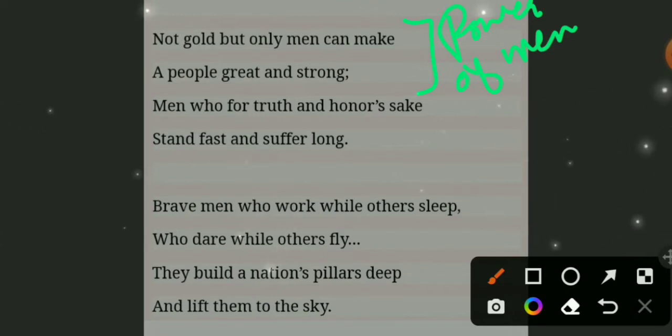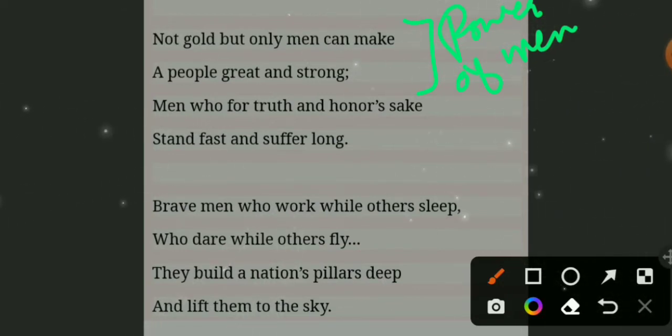He believes that if a country is having good citizens, the country will prosper. If the countrymen are the worst, okay, then the situation is the worst for the whole country. Poet says कि सिर्फ इंसान है, इंसान, human is the only resource which can make any country powerful. ठीक? A people great and strong. एक कौम को, लोगों को मजबूत कौन बनाएगी? Only men. Men who for truth and honor's sake stand fast and suffer long.